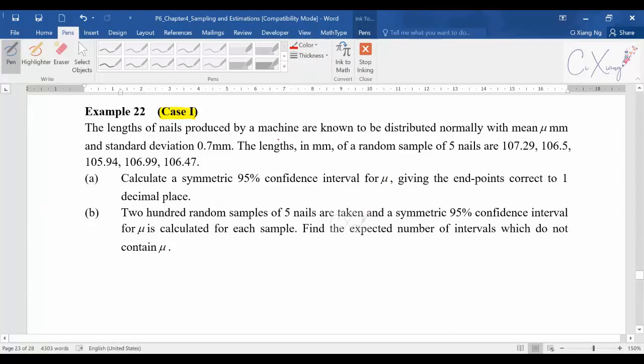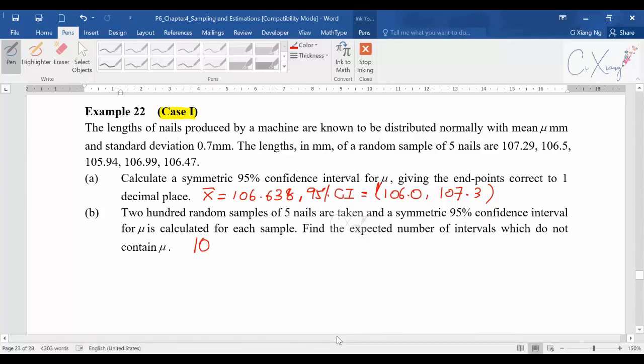Okay, all right, then I'll just give you all the answers for the parts here. Part number A, they want you to calculate a 95% confidence interval. So first, you need to calculate the sample mean, which is 106.638. And then after that, the 95% confidence interval should be 106.0 to 107.3. Then for part number 2, the answer is 10. How to get a 10? You go and figure it out.